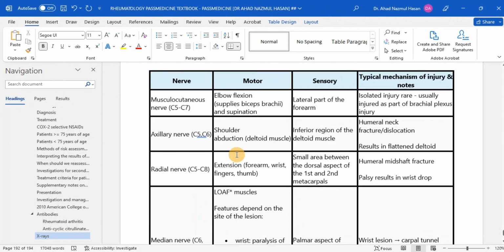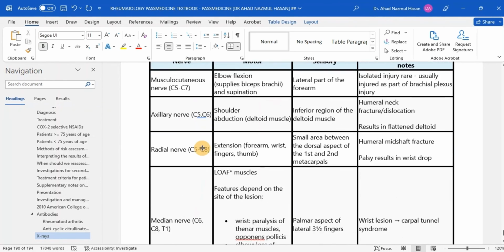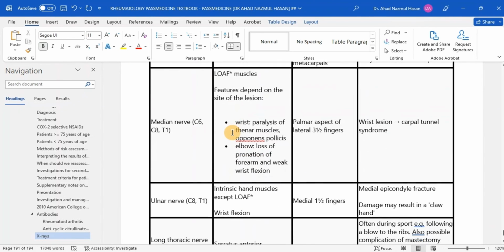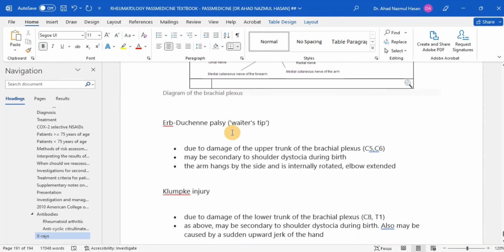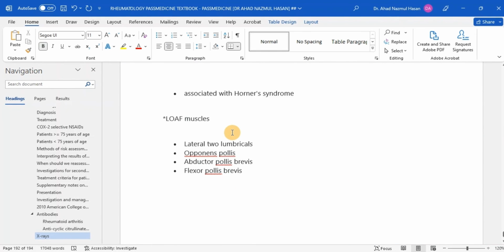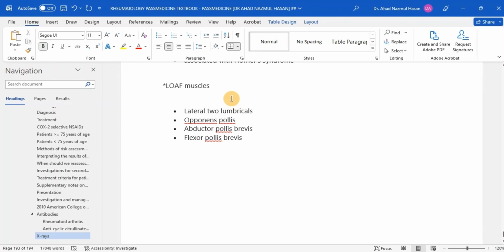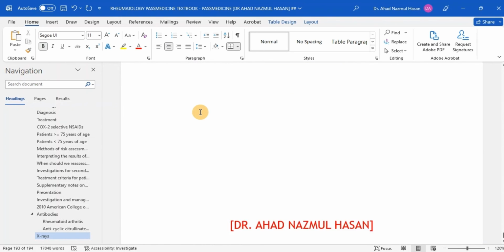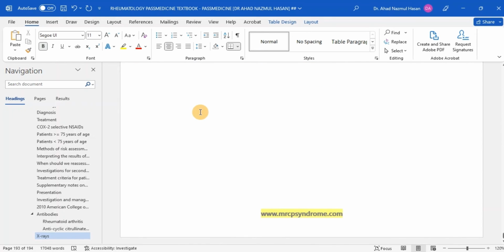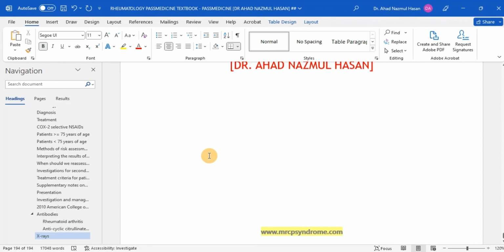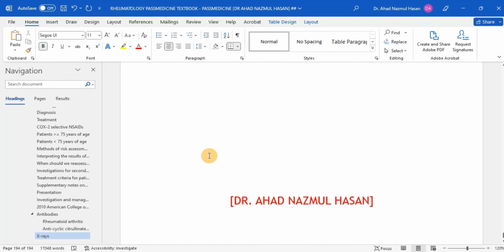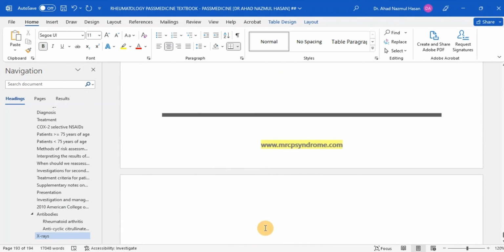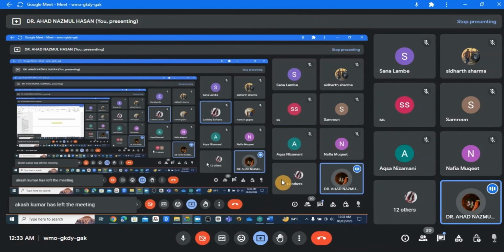So upper limb anatomy, you can just give a brief reading. They are more commonly encountered in the part 1 exam, and you can just remember the load-bearing muscles. So we have completed in a brief manner. So any further question from anyone?